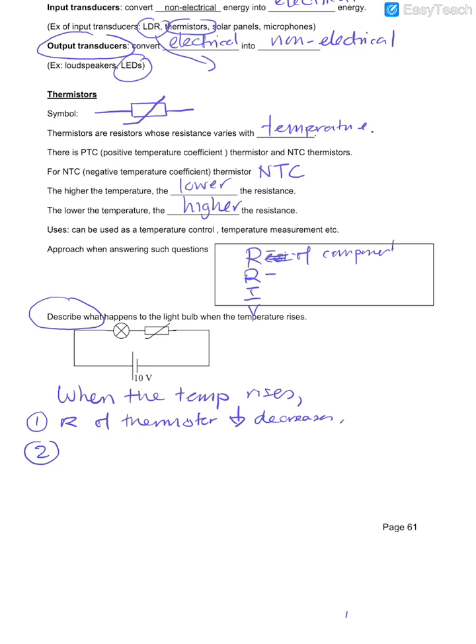Second R, often my second R is the total resistance of the circuit. Okay, I say often, but sometimes it may not be; it may be the resistance within that section. Here, the total resistance of the circuit. Think logically, very simply, obviously. R is for total resistance. What happens to the resistance of the thermistor?